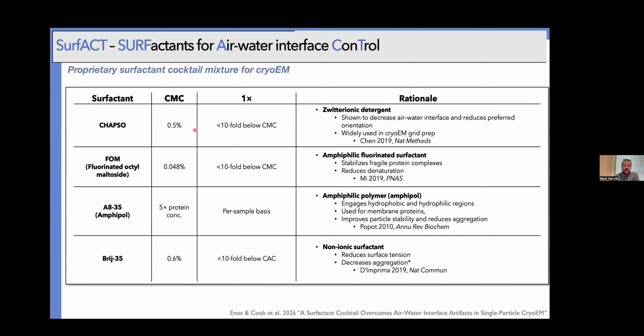And then importantly, every single one of these was shown directly to decrease air-water interface issues. Importantly, CHAPSO, I think a lot of people have used CHAPSO. Fos-choline has been used to stabilize fragile protein complexes. We also know A35 has been used in many cases. And then Brij-35 in most cases can reduce surface tension during freezing and also decrease aggregation, right? And so every one of these has on its own a potential benefit for a sample. But then we mix them at much lower concentrations so that you don't have the ill effects of a single surfactant decreasing stability of your sample.